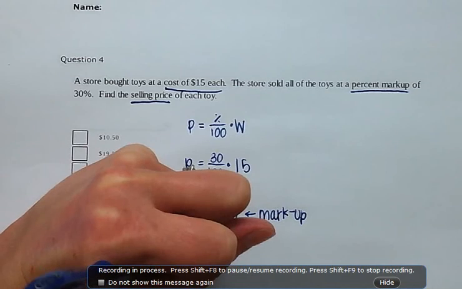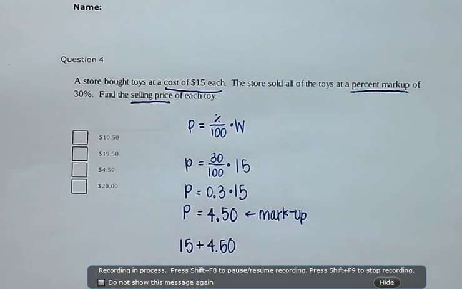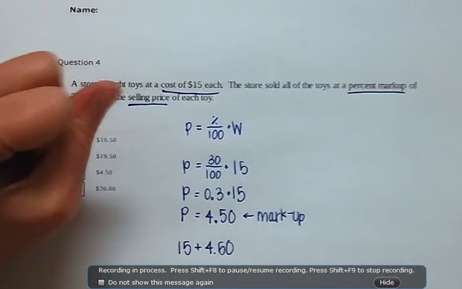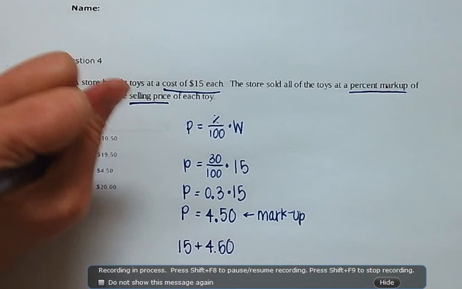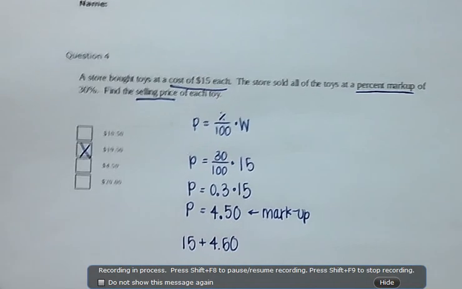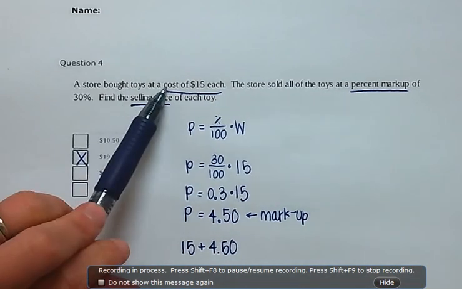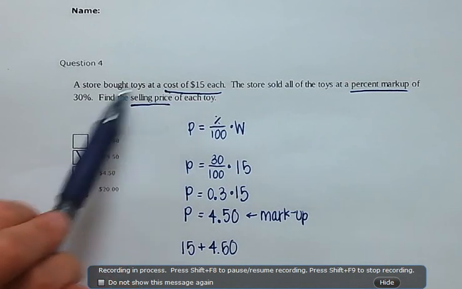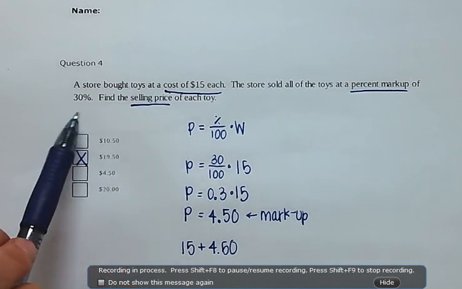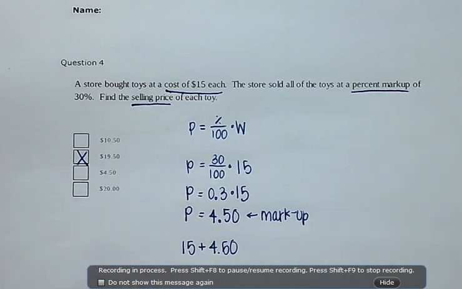15 plus 4.50, we're going to see that the selling price of the toy would be $19.50. So selling price is going to be equal to the original cost plus how much we marked up the item. Okay, let's try number 5.